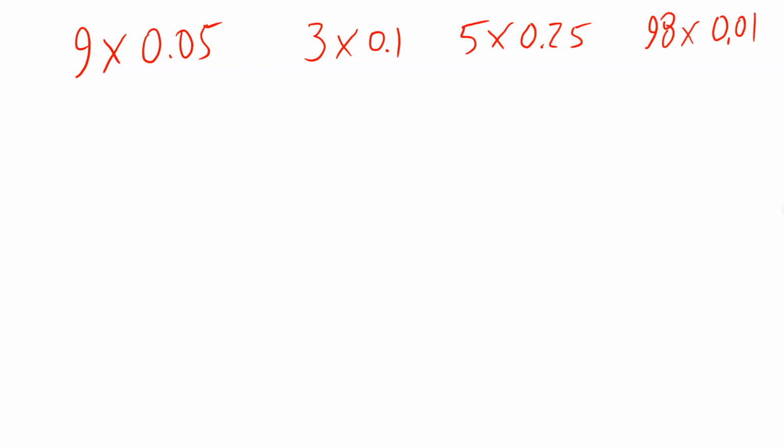I have 9 times 500ths, or 9 groups of 500ths. 3 times a tenth, or 3 groups of 1/10. 5 times 2500ths, or 5 groups of 2500ths, and 98 times a hundredth, or 98 groups of a hundredth. Now, some of these, you might be able to convert from a decimal to fractions, because we did that a lot in our FDP unit. But a lot of the ones that we're going to encounter aren't going to play so nice. So it is helpful to know how to do this.